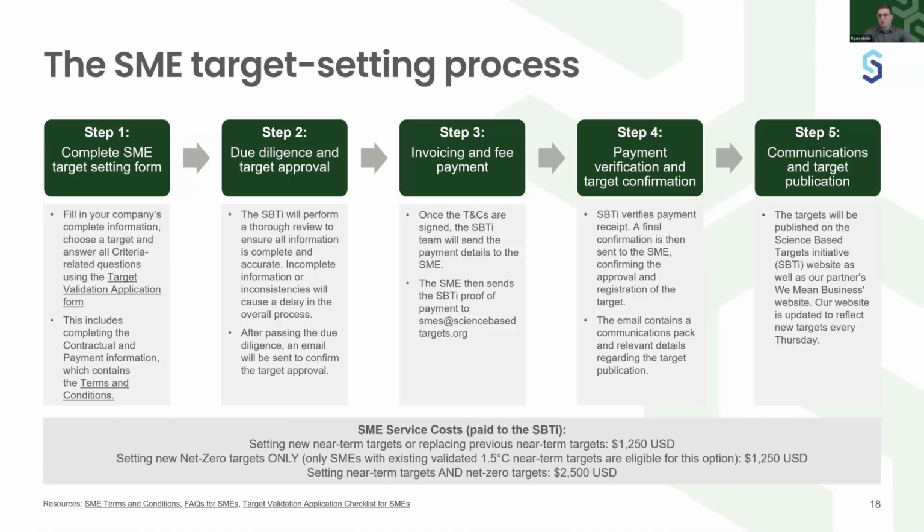Step 3 is pretty straightforward, just invoicing and payment, where you will pay SBTI for the fees for setting your target. Step 4 is then verification, where SBTI confirms payment and sends you a communications pack to help with the public announcements. And then finally, step 5 is communications. Your approved target is published on the SBTI website and also shared on the We Mean Business site. That way, stakeholders can see your commitment publicly. One other note here, the SME route is typically faster than the full corporate route, and the fees are listed at the bottom of the slide so you can know what to expect as well.